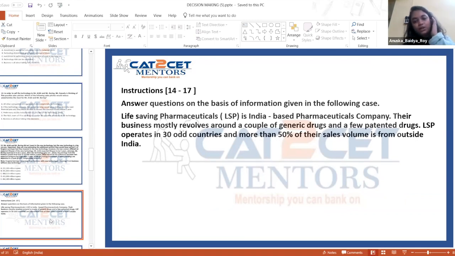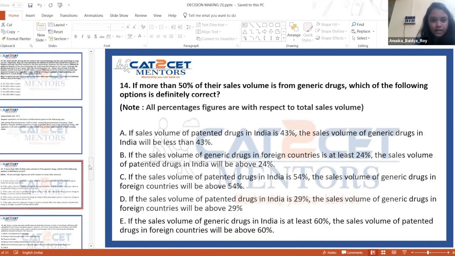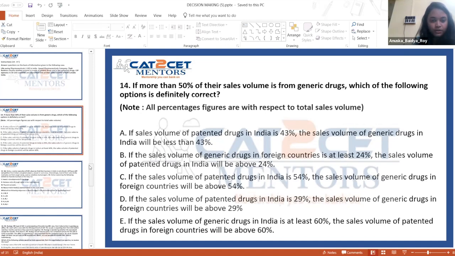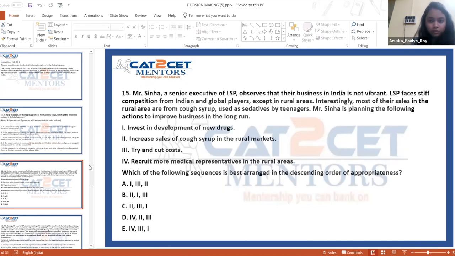So LSP operates in 30 odd countries and more than 50% of their sales volume is from outside India. Okay. So what are the questions they are asking? Let's see. Okay. This is again a percentage question. Question number 14 is a percentage question. Again, as I said, quant questions will pick up later. We will do the DM questions first. So question 15 says, Mr. Sinha, a senior executive of LSP, observes that their business in India is not vibrant. Okay. Right. So their business in India is not vibrant.